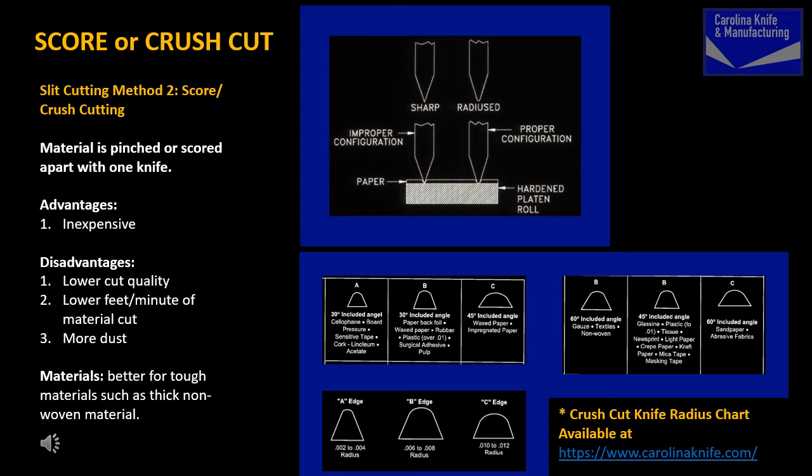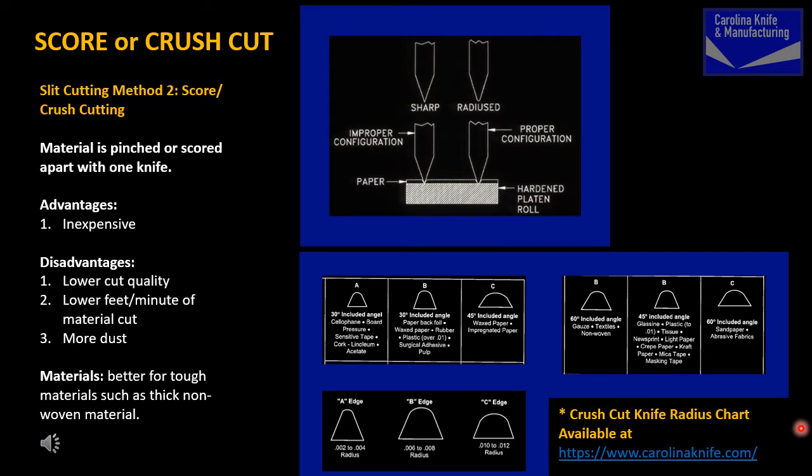Score cutting. Score cutting uses a top knife and a hardened steel anvil roll in the setup. The score knife has to have a radius on the cutting tip. The amount of radius on the tip can vary, and its size depends upon the type of material you are cutting. This chart shows recommended radius sizes for you to test cut with. You can download this chart from our resources section on our website.